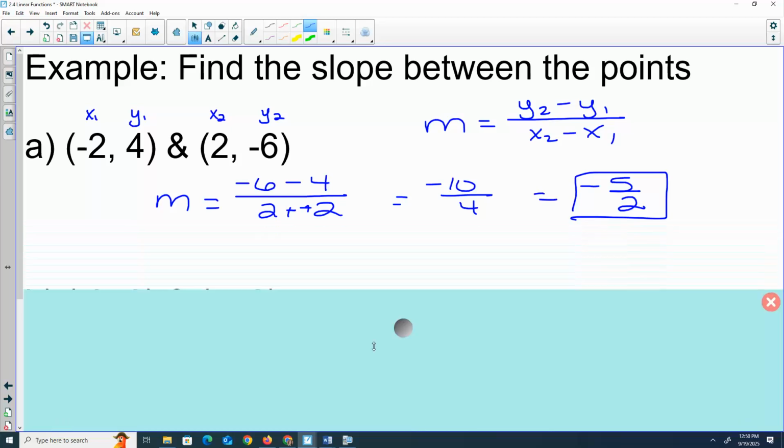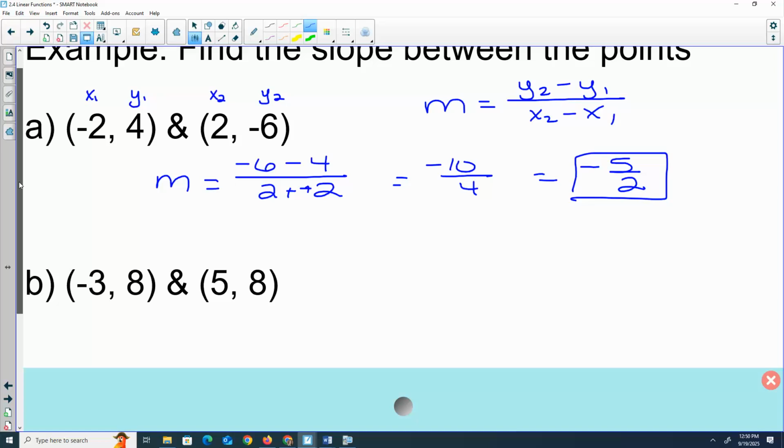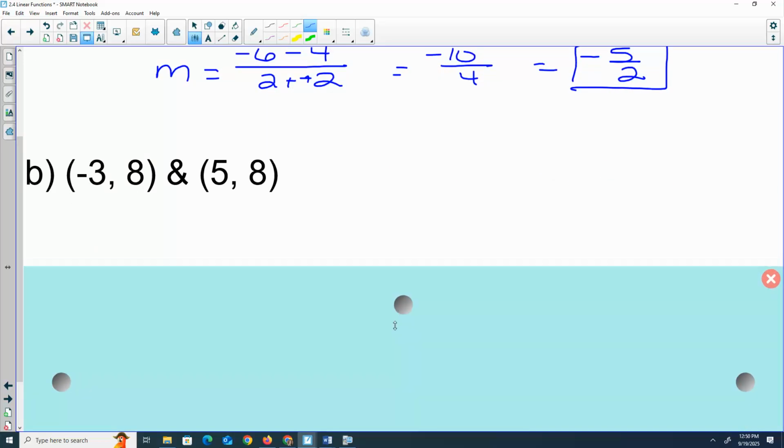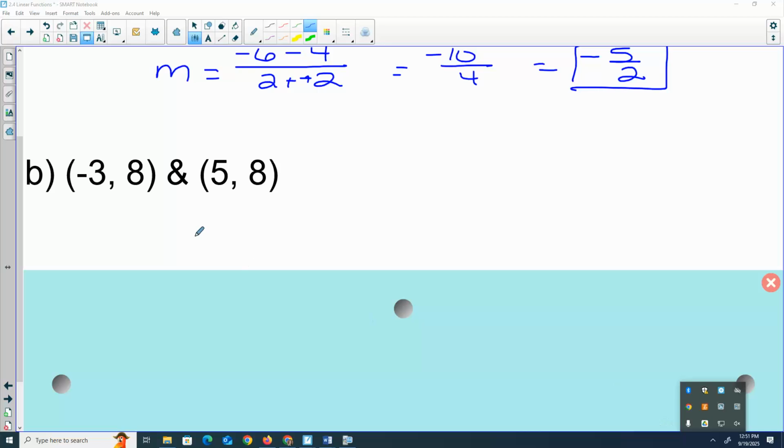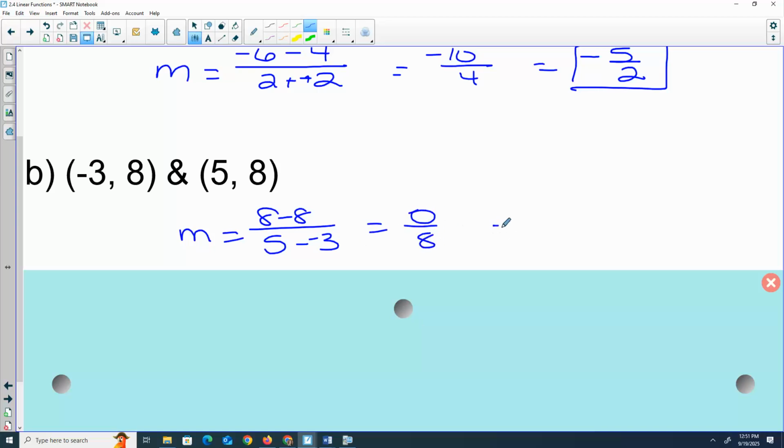Okay. You guys do one. So we get 8 minus 8 over 5 minus -3. So 0 over 8, which is 0. What if it had been 8 over 0? Undefined. All right, do we need more practice on that? All right.